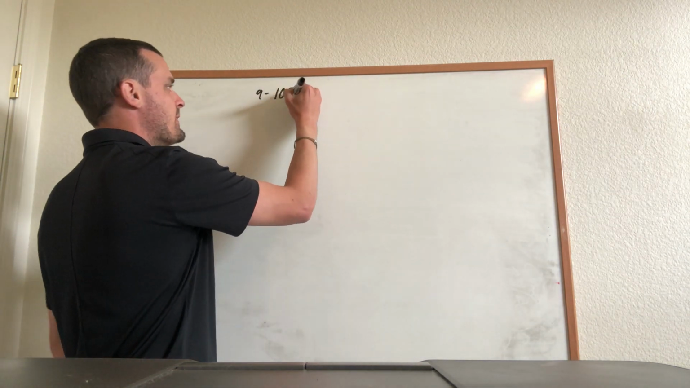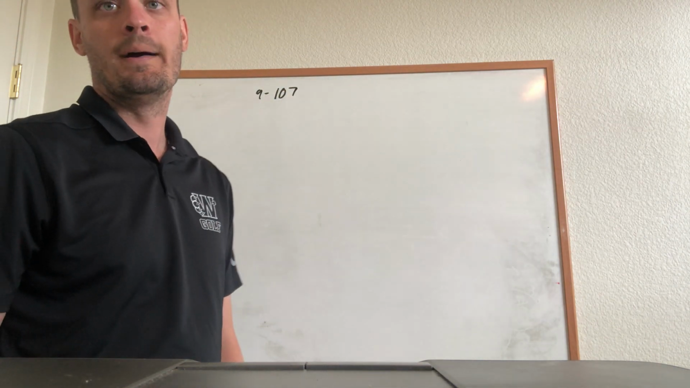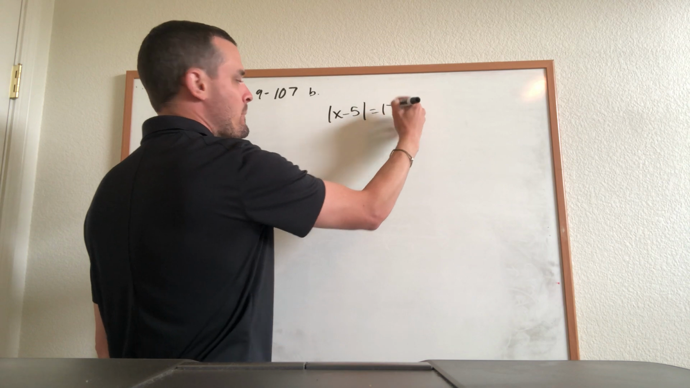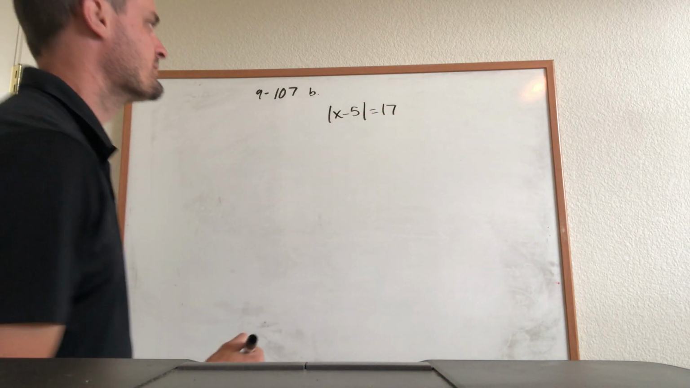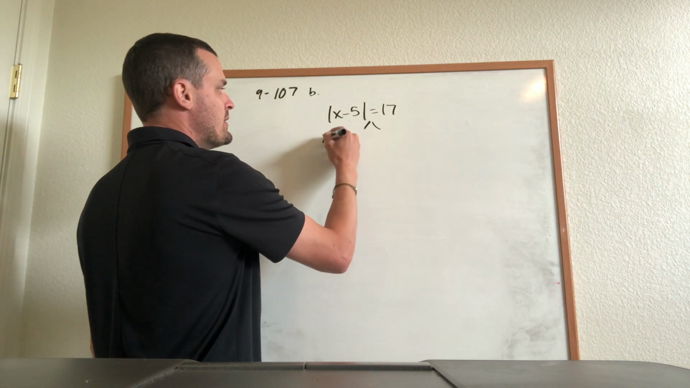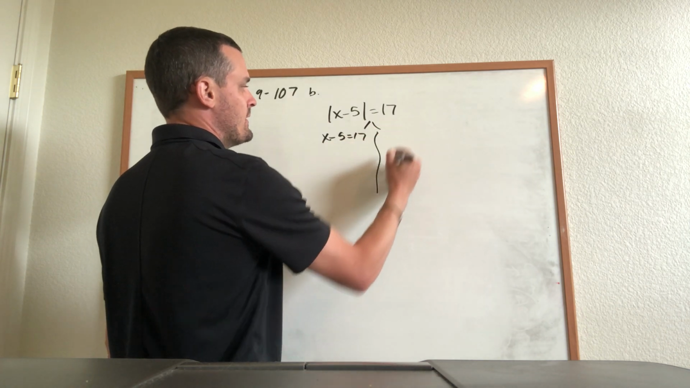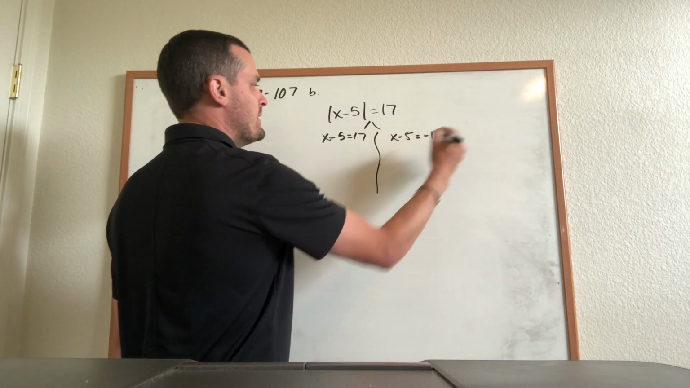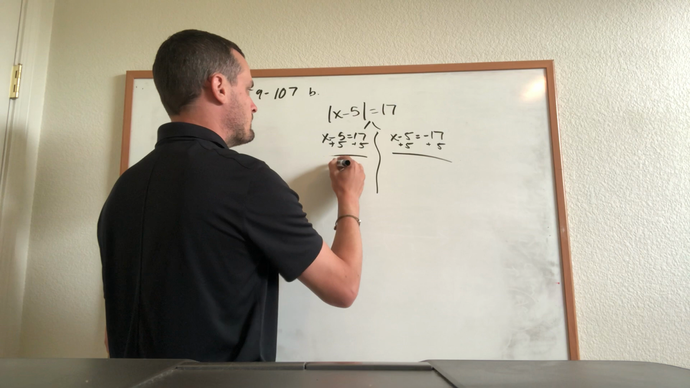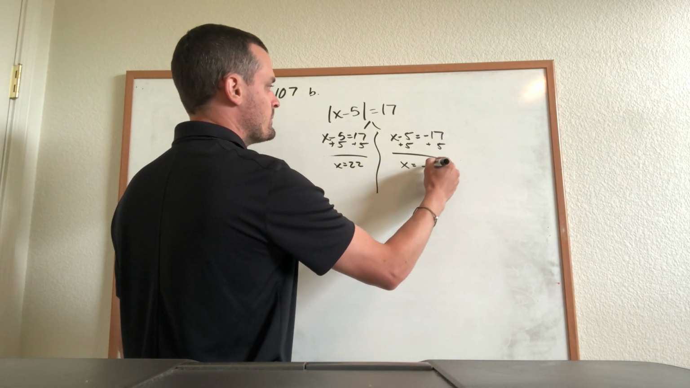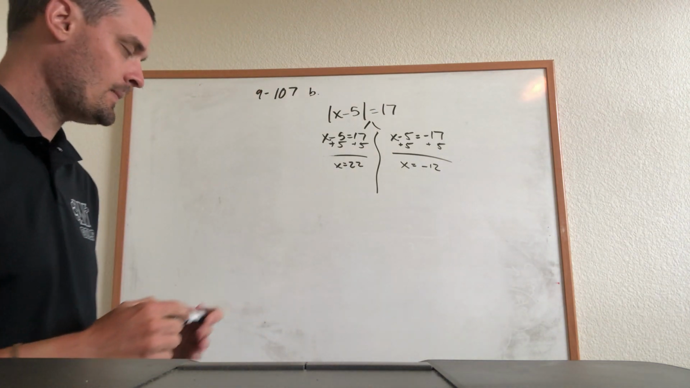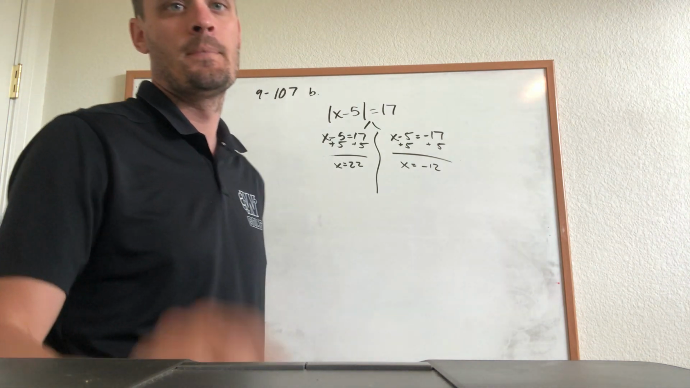Alright, and then 107, we'll look at B. So we have absolute value of x minus 5 equals 17. Now we want to get the absolute value on the side by itself, which we do already have. So we get x minus 5 equals 17. And then we also get x minus 5 equals negative 17. We add 5 to both sides. We get x equals 22 and x equals negative 12.